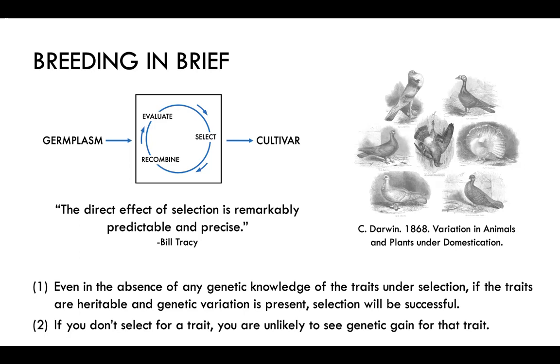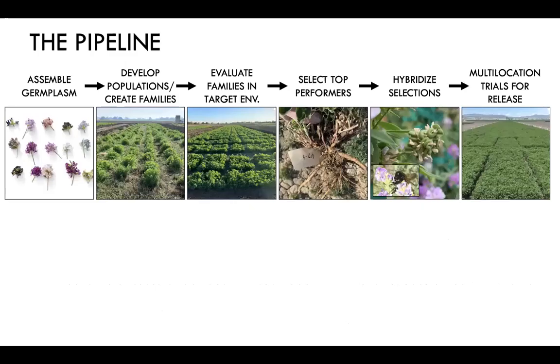And kind of a corollary, and this may be obvious, although I don't know that we always think about it as much as we should: if you don't select for a trait, you're unlikely to see gain in that trait. And so if you're doing something that isn't going in the direction you really want, well, maybe you need to redo the way you're doing selection so that you can get what you actually want. You get what you select for.